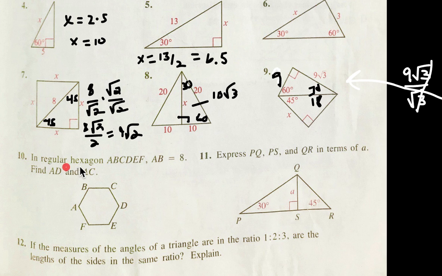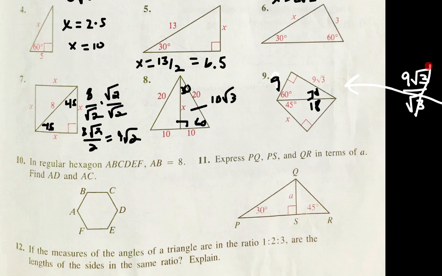This one says in a regular hexagon, A, B, C, D, E, F, AB is 8. So we have AB is 8. That's right here. I'm going to have to draw this one on the side, I'm afraid, because it's just going to get really messy. We need to find AD, this line right here, and AC.